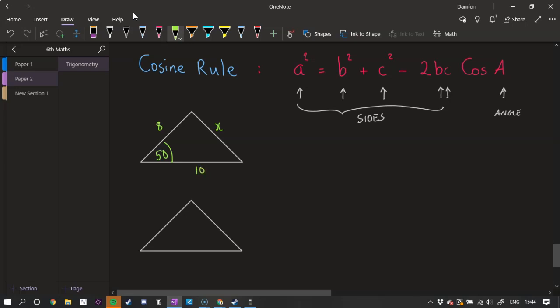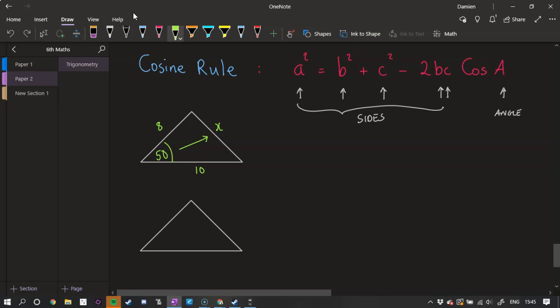Now the sine rule won't work here because for a sine rule you have to have the unknown side and the angle, which you do have. But then you have to have the 8 and another angle here. We don't have that, so we can't do that. We would have 10 and the angle up here for the sine rule, but again we don't have the angle opposite the 10, so we can't use that either.